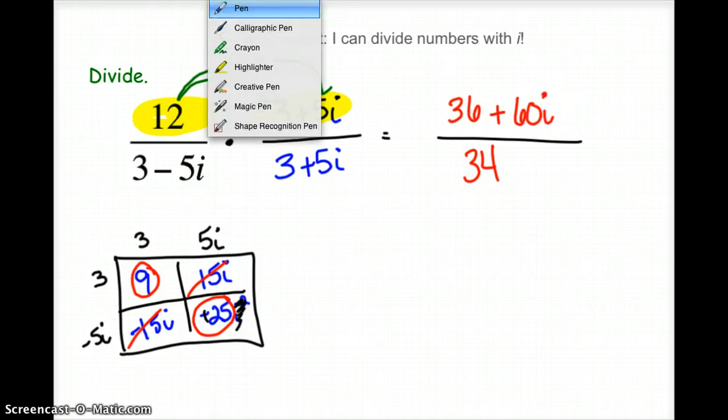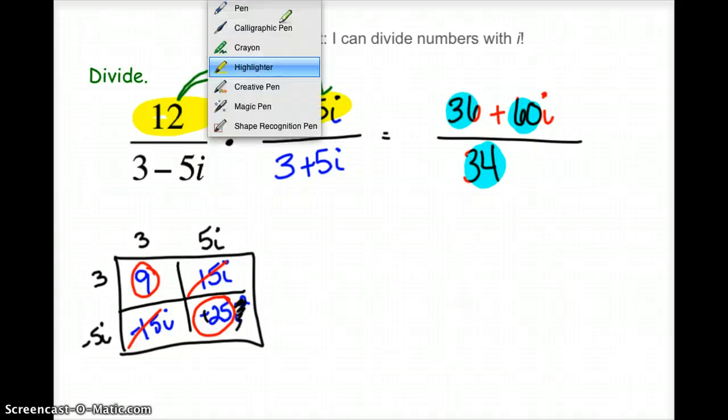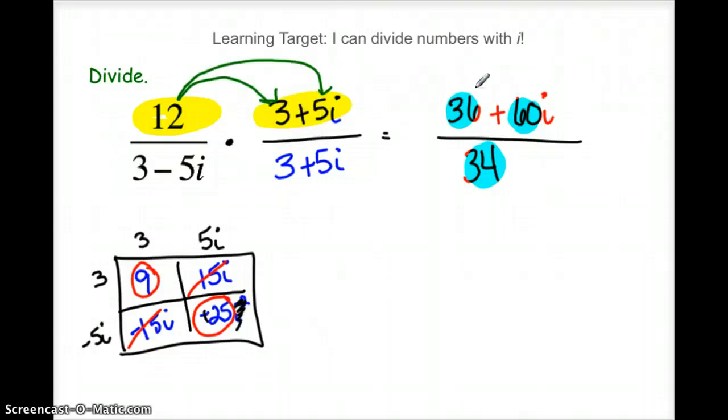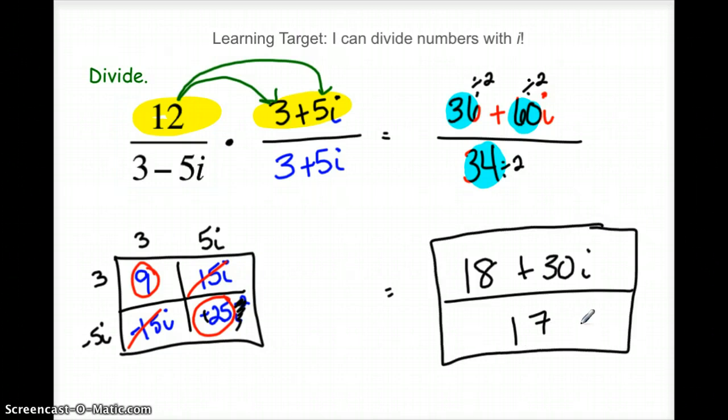One thing we do need to be careful about, though. What can you tell me about 36, 60, and 34? They all share a common factor, but what is the biggest factor they share? You might think it's bigger than a 2, but actually that 34 kind of leaves us in a pickle. 2 is all I can do. So I'm going to divide all of these guys by 2. And so my final answer would be 18 plus 30i over 17. All right, there it is. Nothing else I can do. And that's how you divide, folks.